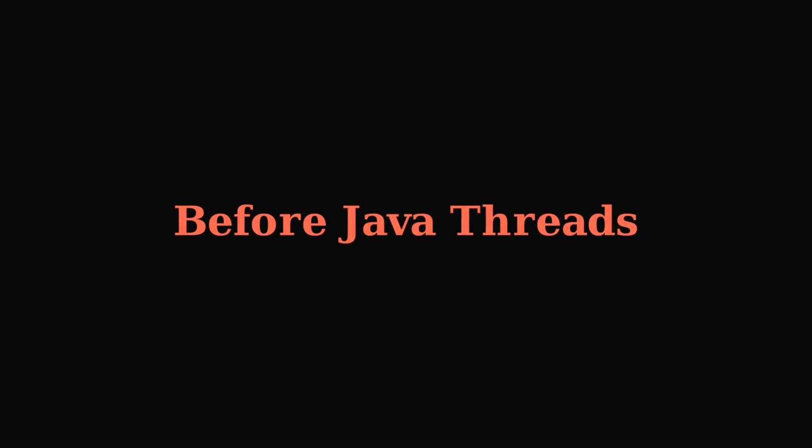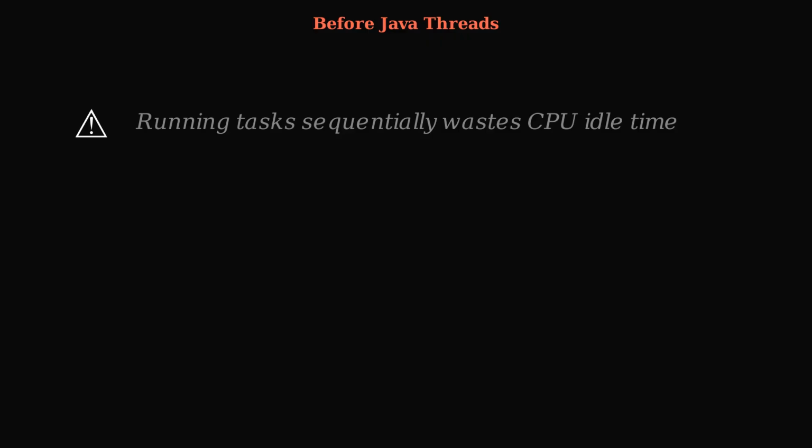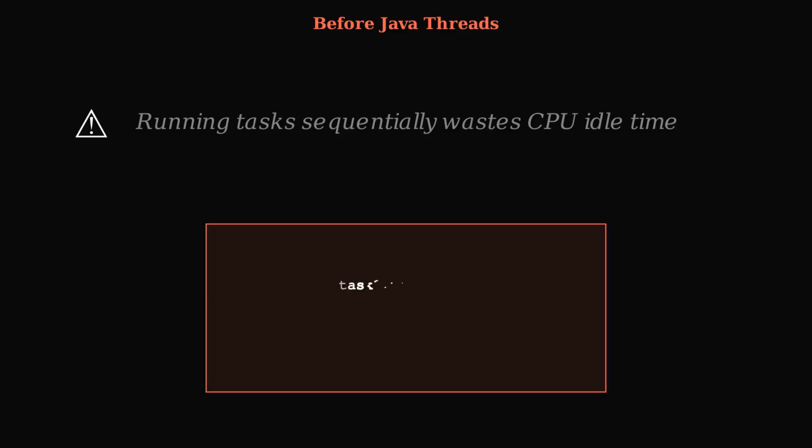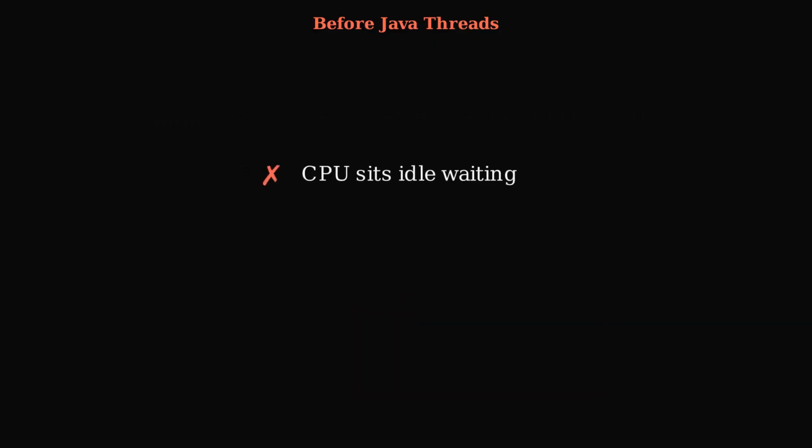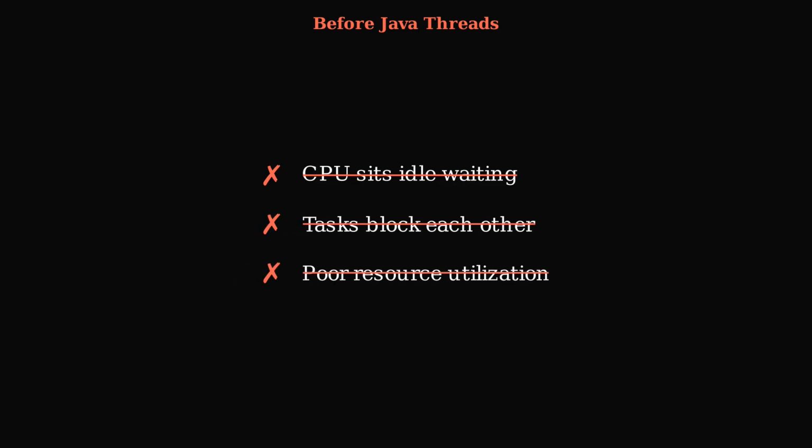Let's see the problem it solves. So what happens without Java threads? Running tasks sequentially wastes CPU idle time. Look at how messy the code gets. CPU sits idle waiting. Tasks block each other. Poor resource utilization. There has to be a better way.